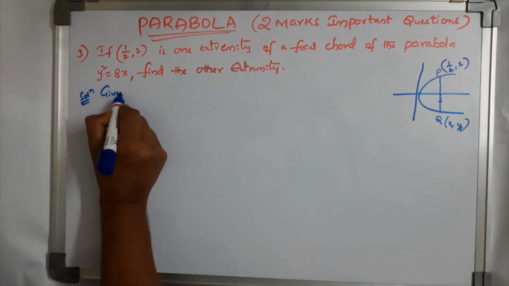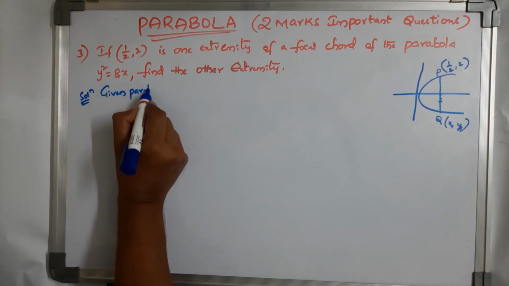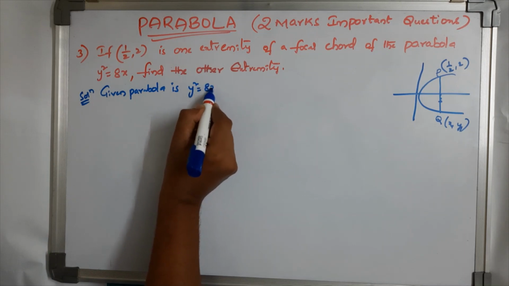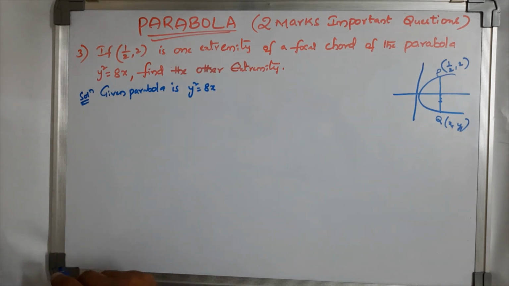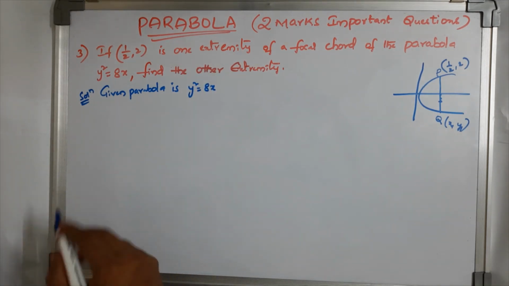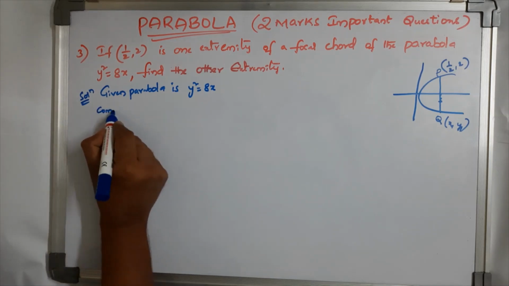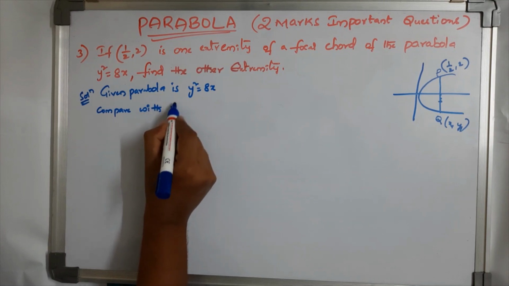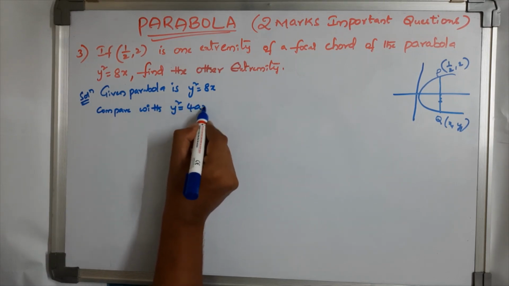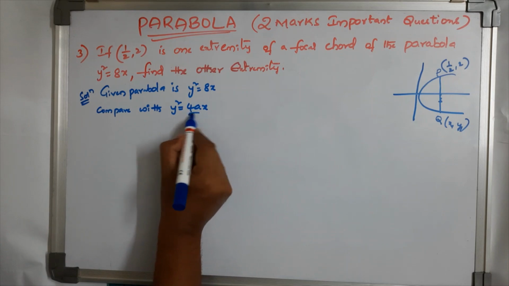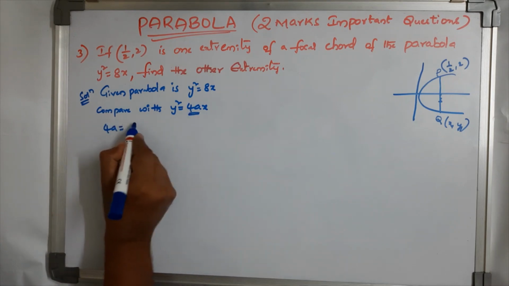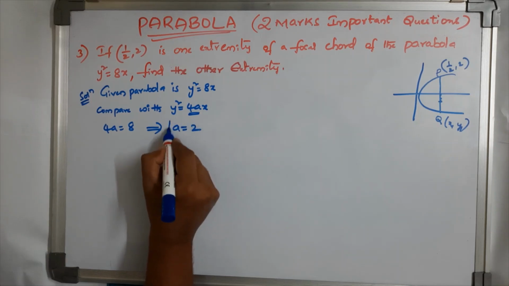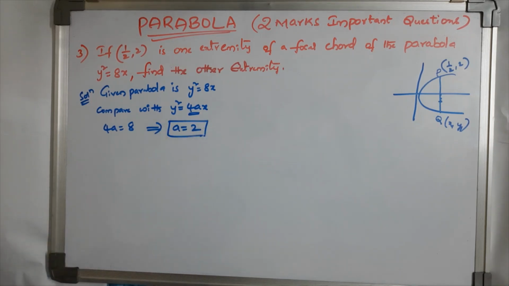Given parabola is y square is equals to 8x, right? Now compare this parabola with y square is equals to 4ax. Now on comparing 4a is equals to 8, we will get a is equals to 2.